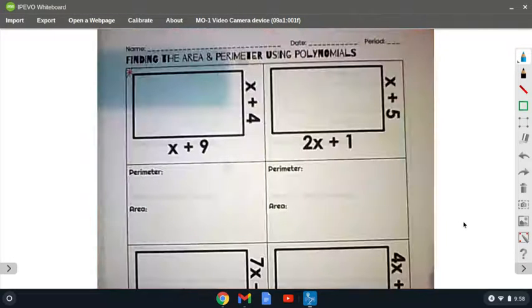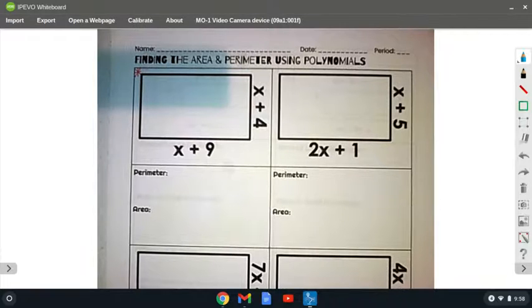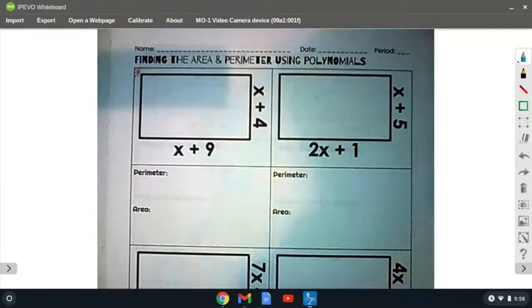Good morning, everyone. Today we are going to talk about finding the area and perimeter using polynomials of different shapes.